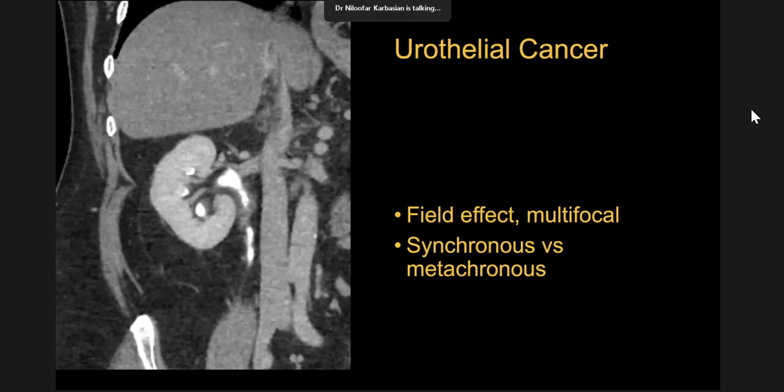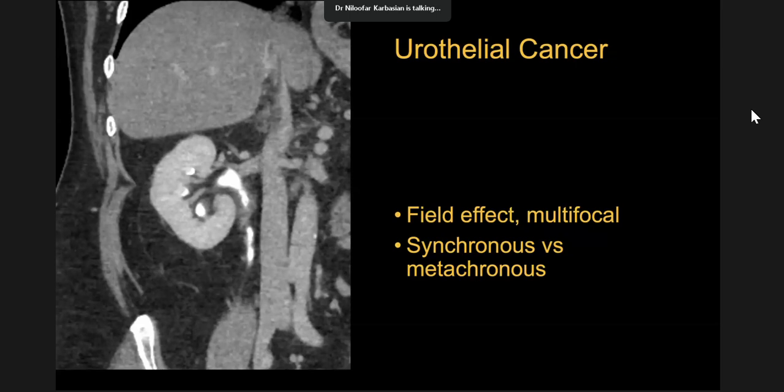I'm going to go through all those differentials by imaging real quick. This is an example of a urothelial cancer. You can see that there is this infiltrative soft tissue encasing the renal pelvis and proximal ureter. They can have this kind of hazy, fat-stranding look as well.